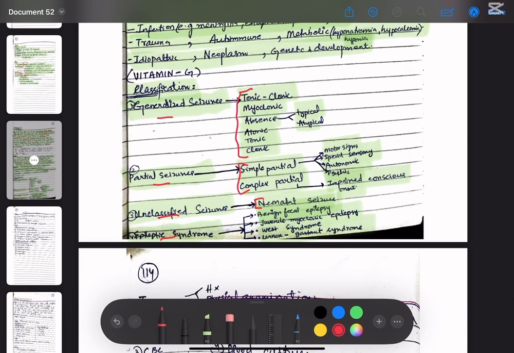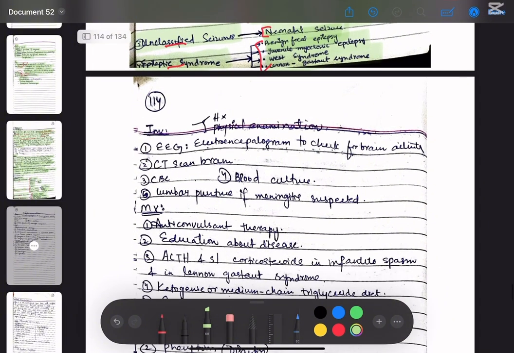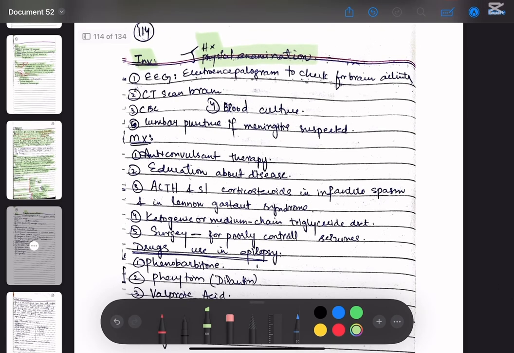Now, the investigations done for epilepsy: first of all, a detailed history is taken and physical examination is done. Then EEG, the electroencephalogram, is done to check brain activity. CT scan brain is done, CBC is done, blood culture is done, and lumbar puncture if meningitis is suspected.